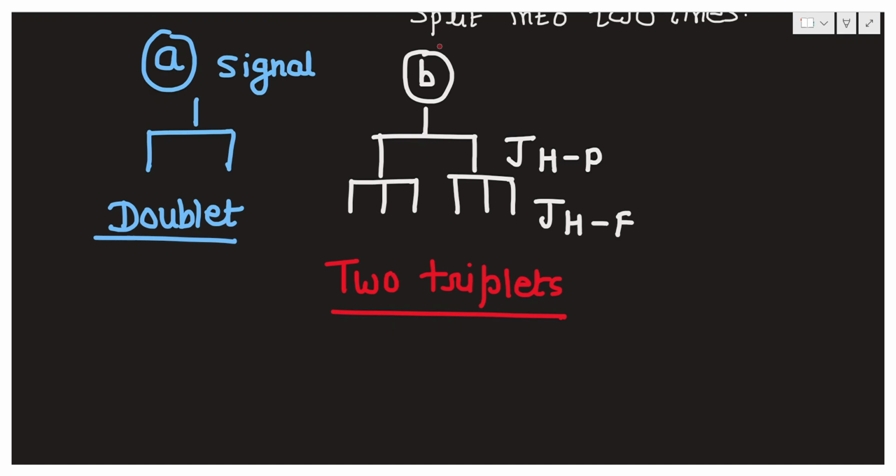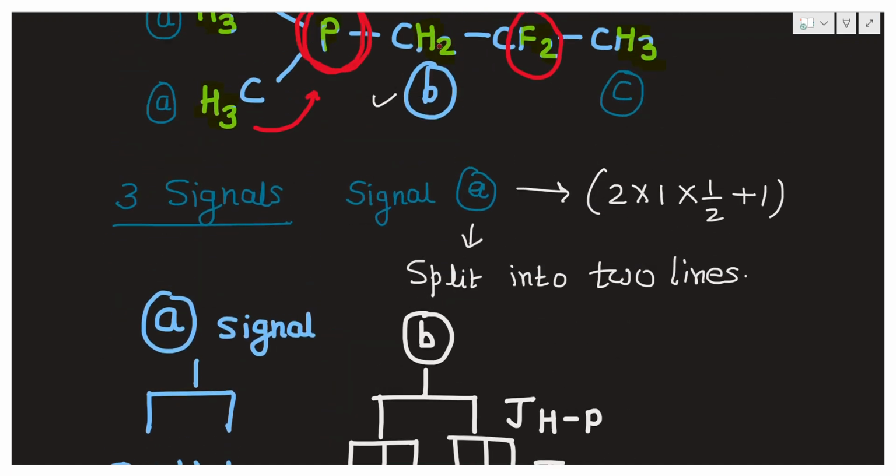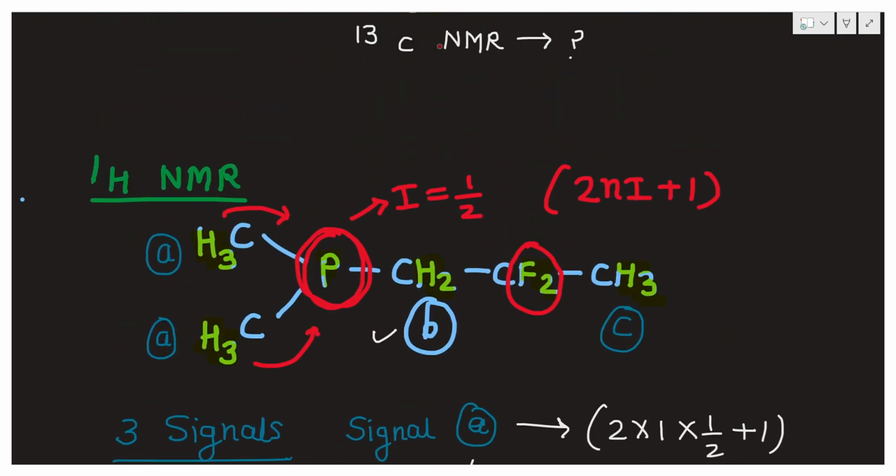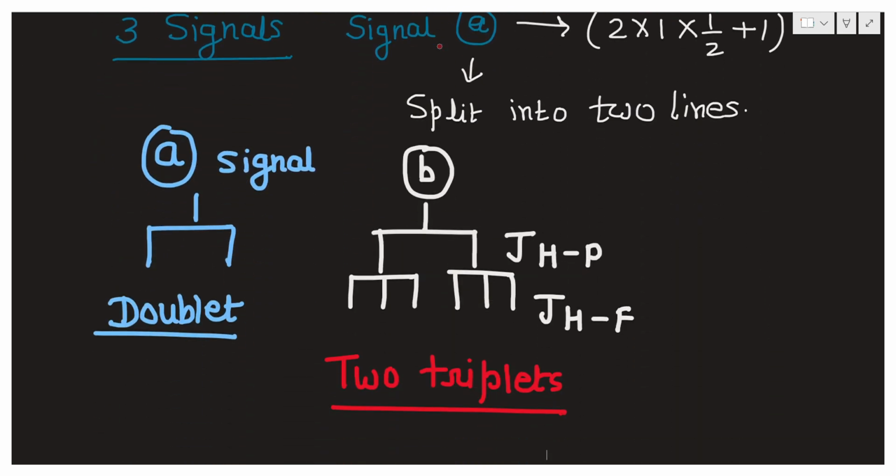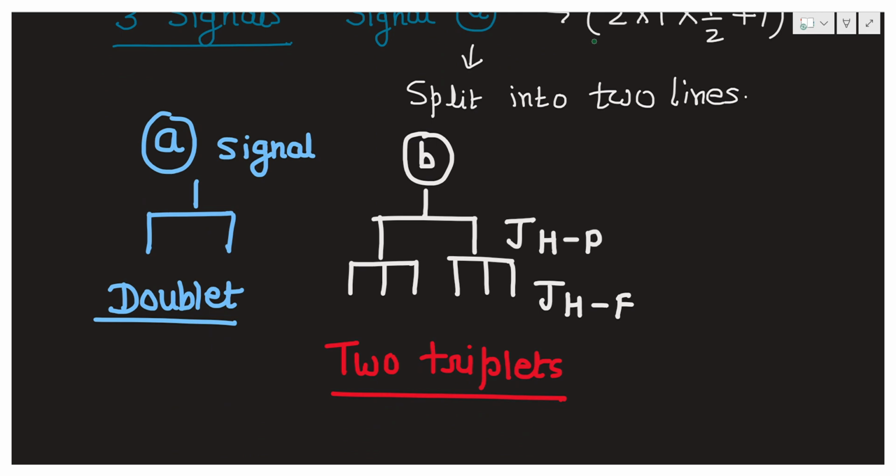Now let's see the C type of protons. See here, these are the C type of protons. These are in contact of only the fluorine atoms. So now the number of fluorines is 2, so this will get split into 3 lines. So I am showing you here the C type of signal. The C type of signal will split by these fluorines into a triplet. So you are getting a triplet here.